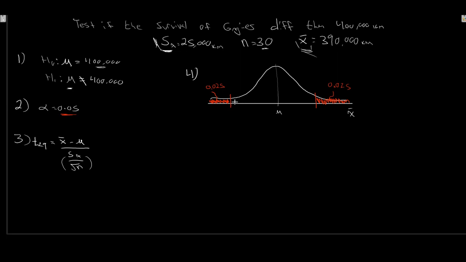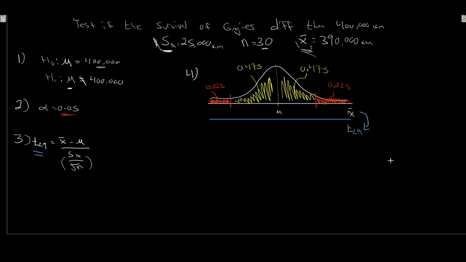Keep in mind, if we were dealing with a Z, this middle bit would be 0.475 and 0.475. But in this case, I'm not standardizing to a Z. I'm using a T29. What I'm looking for is these cutoff values, and I need to find them. So again, we're going to jump to our T table. If you're comfortable using Excel, you can use Excel, of course, for that.